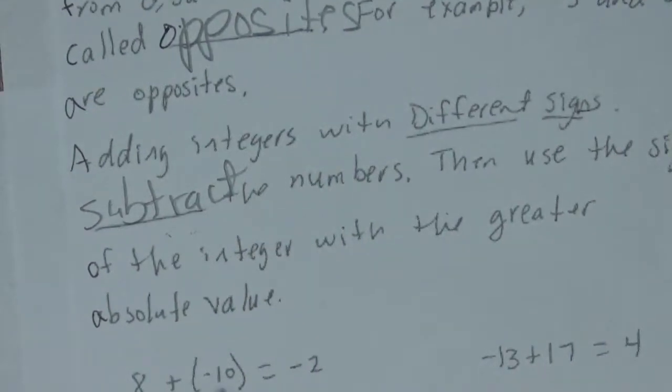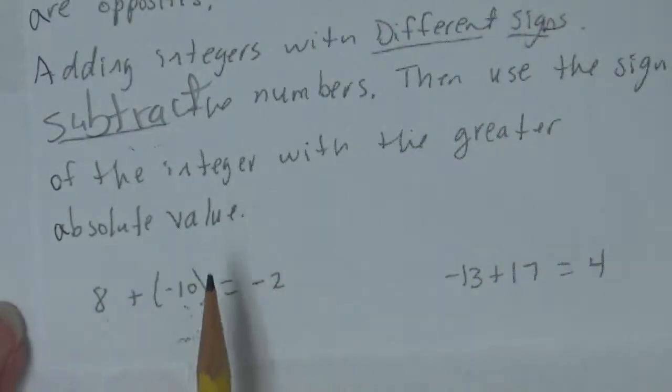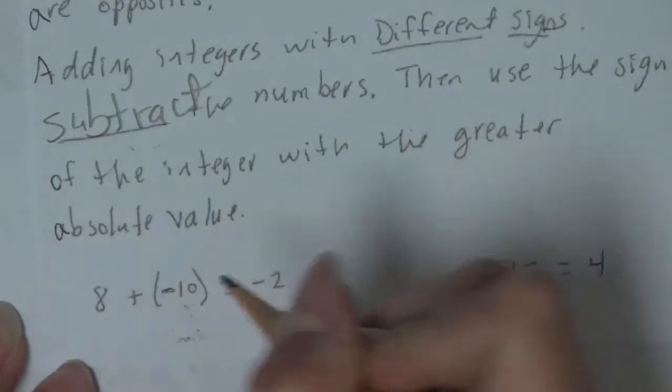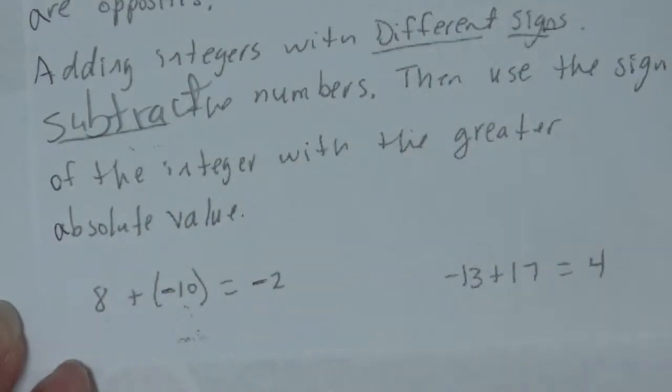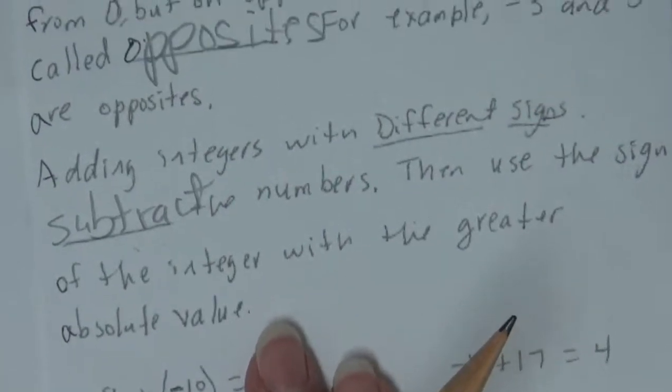And in this example, our 10 is bigger than 8. So since 10 was negative, our answer is also negative. Okay, so let's summarize that rule. That rule might seem complicated.